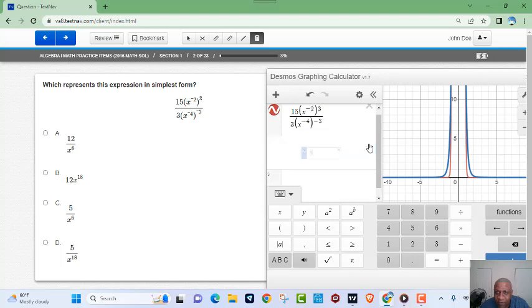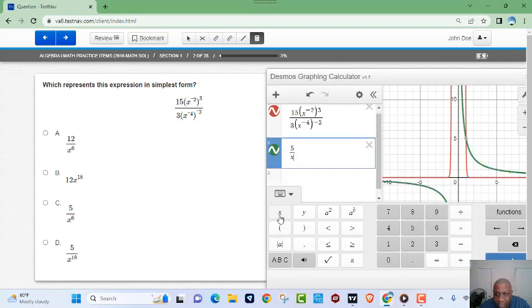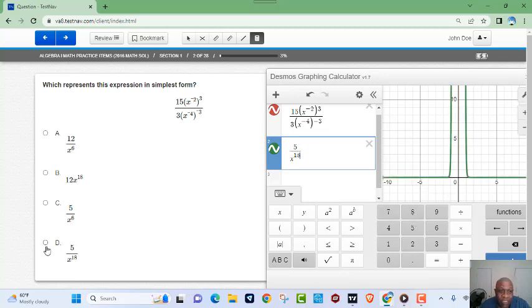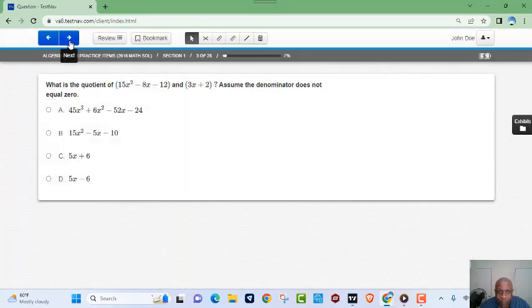And just to save time, I'm just going to go to the answer, which is D. And let's just check that. 5 divided by x raised to the 18th power. And you see it overlaps it. If I go back, you see it does that, but when I put the 8 in, that's it. So D is our answer. Okay, let's go on to the next question.